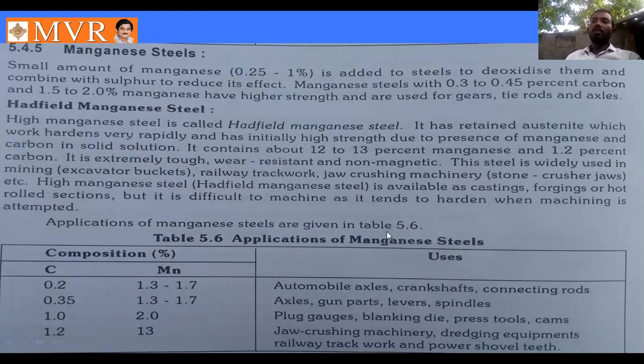These steels are widely used in mining. Where do we use this type of steel? In mining, for example excavator buckets.